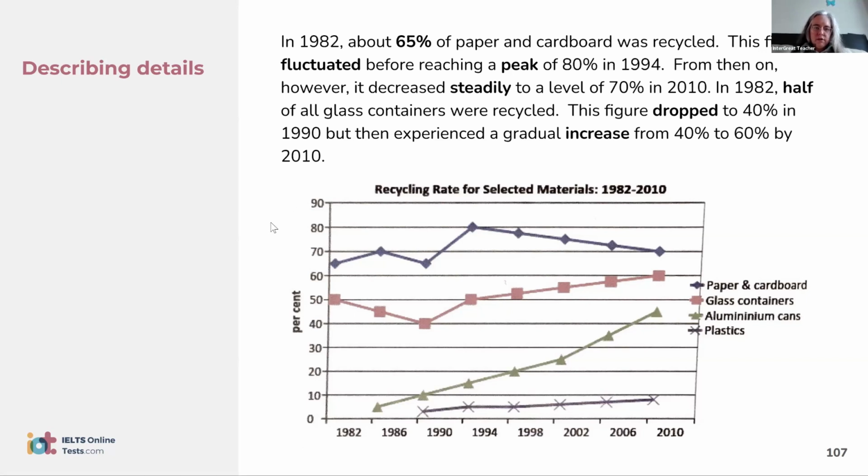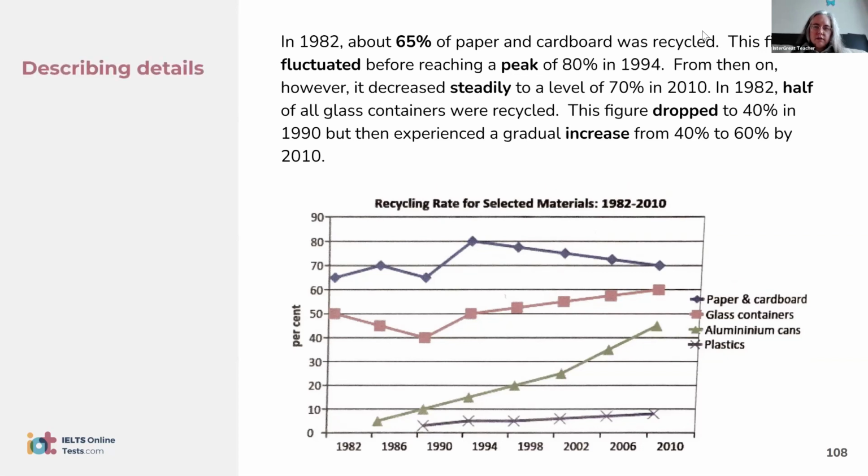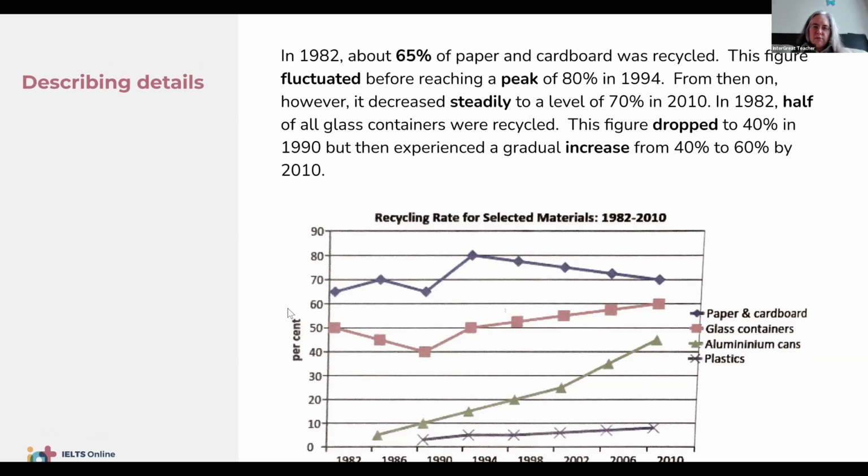Okay, so let's read through what we've got here then. In 1982, about 65% of paper and cardboard was recycled. This figure fluctuated before reaching a peak of 80% in 1994. From then on, however, it decreased steadily to a level of 70% in 2010. In 1982, half of all glass containers were recycled. This figure dropped to 40% in 1990, but then experienced a gradual increase from 40% to 60% by 2010.